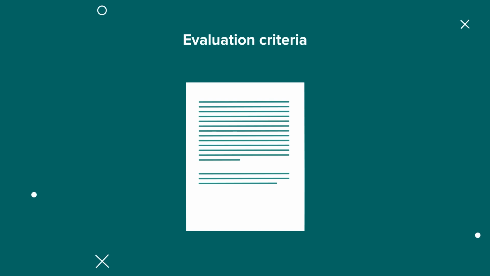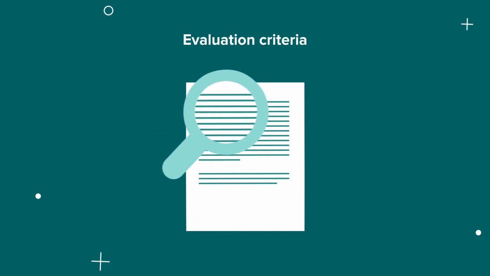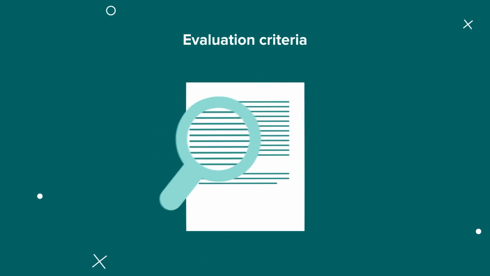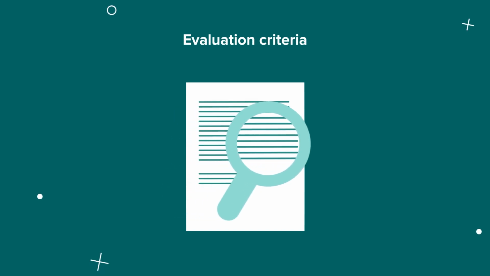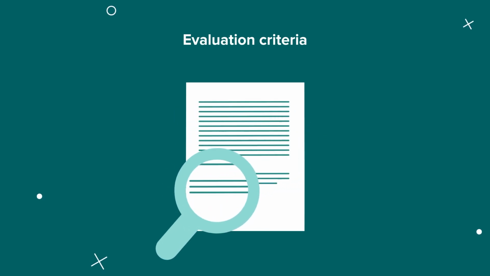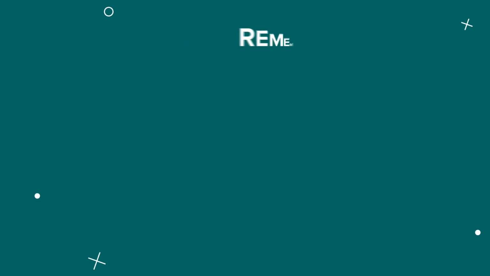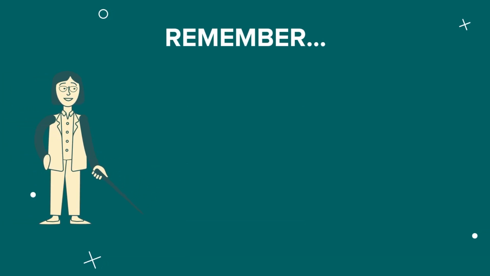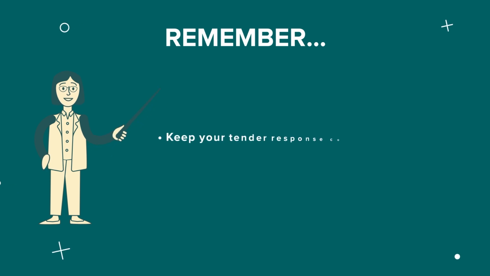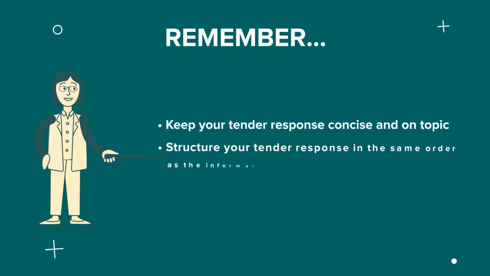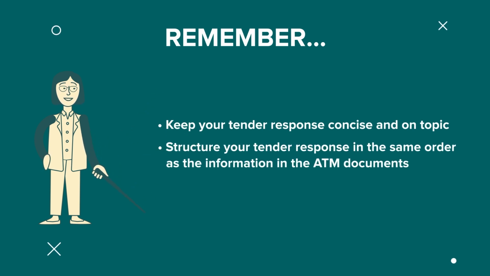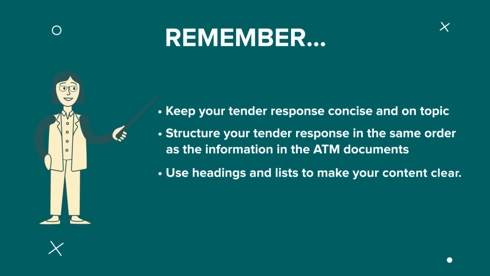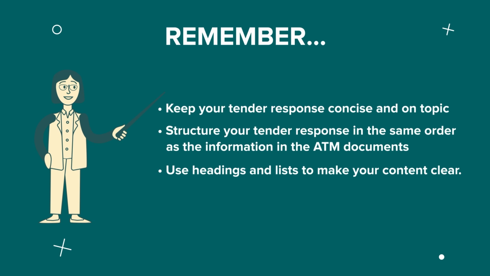Meeting evaluation criteria is critical to competitively responding to a tender and demonstrates your ability to deliver the proposed work. Buyers assess each supplier's tender response against these requirements. Remember, buyers must assess your submission based on the information contained in your tender response. You should aim to keep your tender response concise and on topic. Structure your tender response in the same order as the information in the approach to market documents so that it's easy to follow, and use headings and lists to make your content clear.